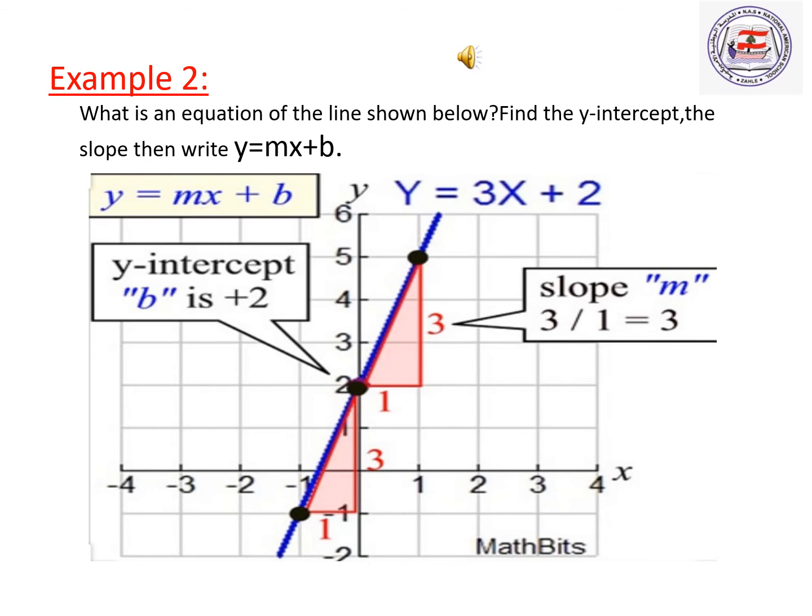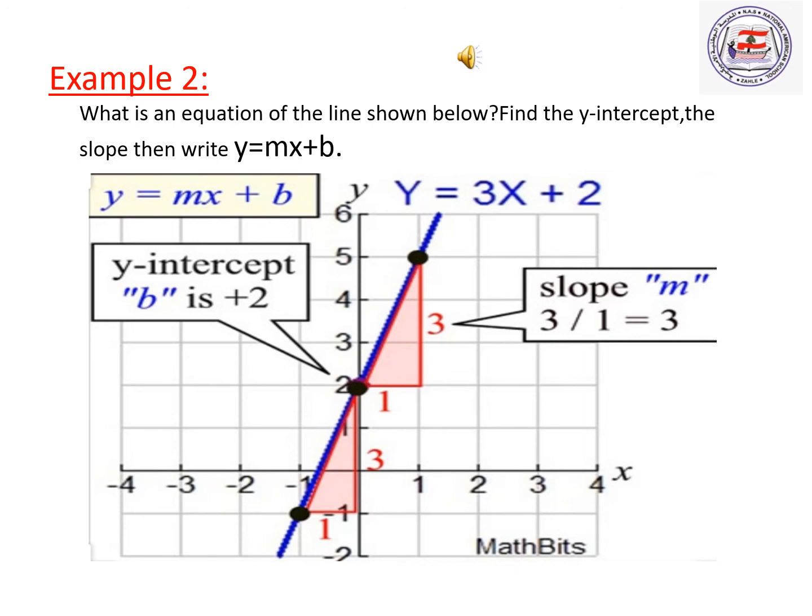Example 2. What is an equation of the line shown below? Find the y-intercept, the slope, then write y equal mx plus b. Look at the figure. The graph of the line crosses the y-axis at 2, so the y-intercept b is 2.